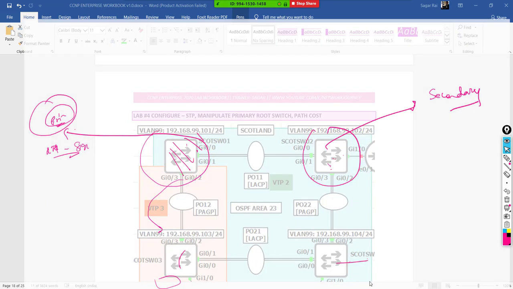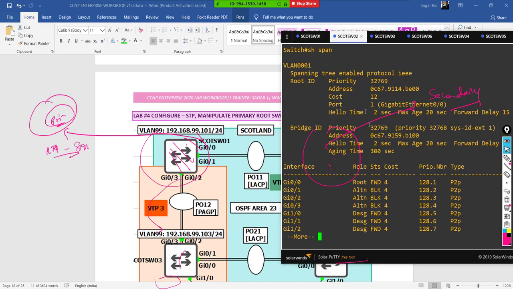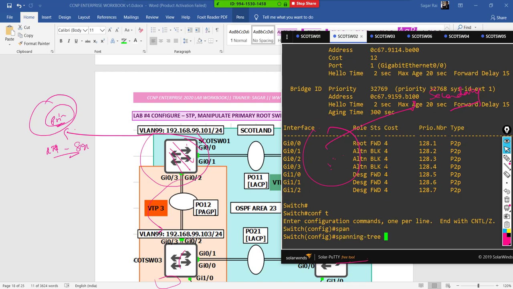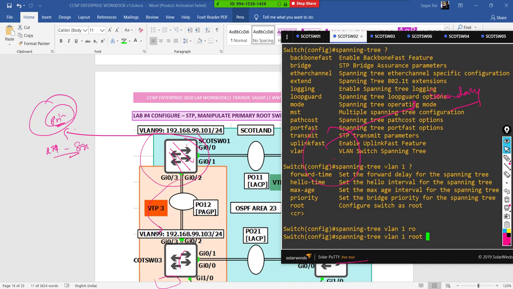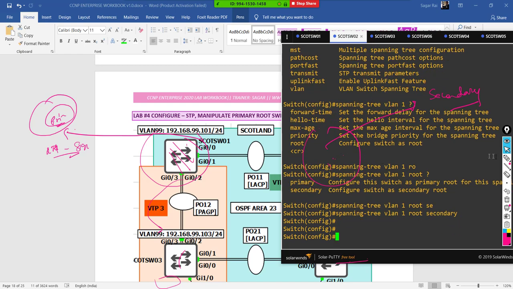So I'll go to the second box, switch number 2. Over here I'll go to global configuration mode and say spanning tree VLAN 1 root, and I'll make it secondary. Now, what am I expecting? In the primary scenario it's subtracted by 8192. Now I'm making use of secondary. Will it again be 8192? It's not going to be 8192. Let's verify that.